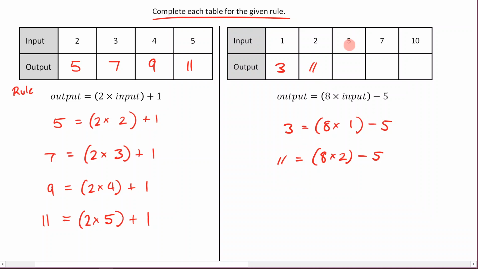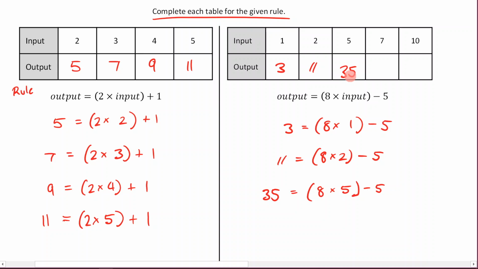Next I have 5 as my input. So I'm going to have 8 times 5. Then I'm going to subtract 5 from that. 8 times 5 is 30. 30 minus 5, sorry, let me say that again. 8 times 5 is 40. 40 minus 5 is 35. So this will be 35.